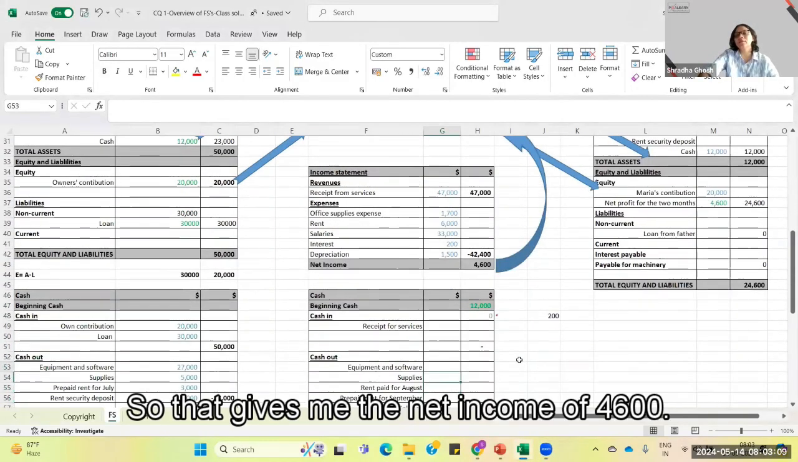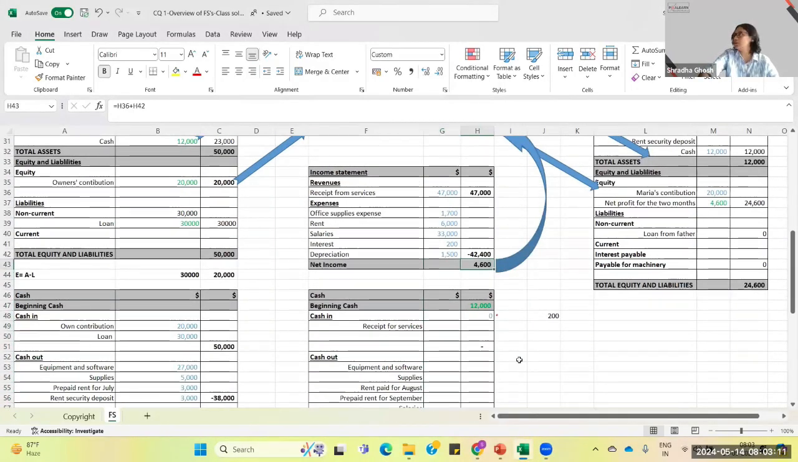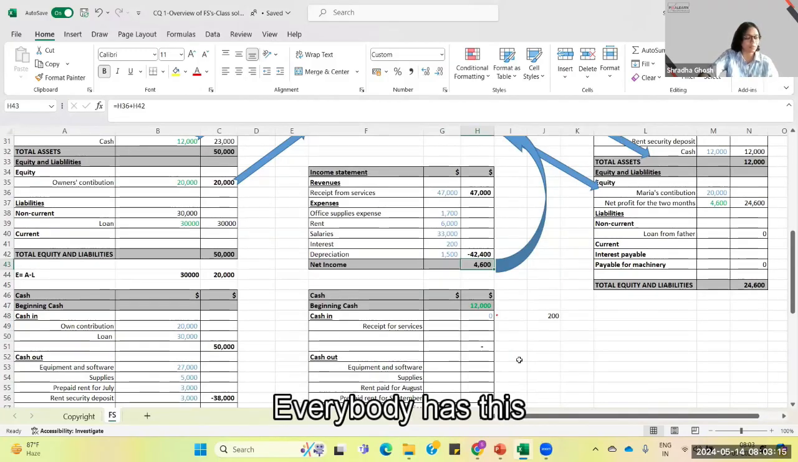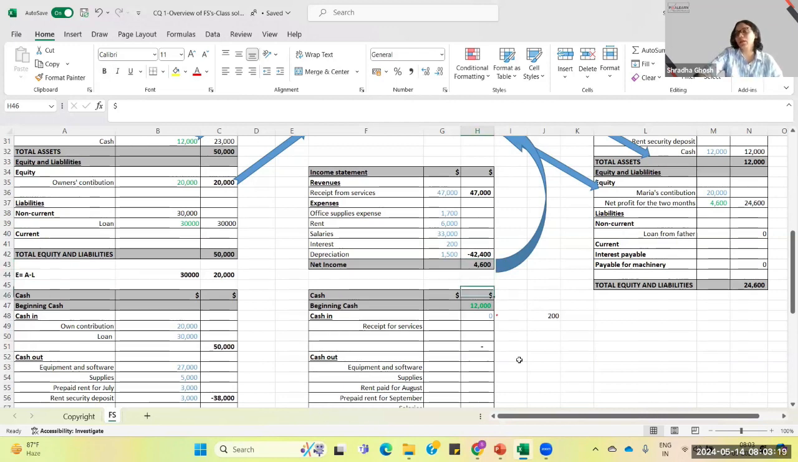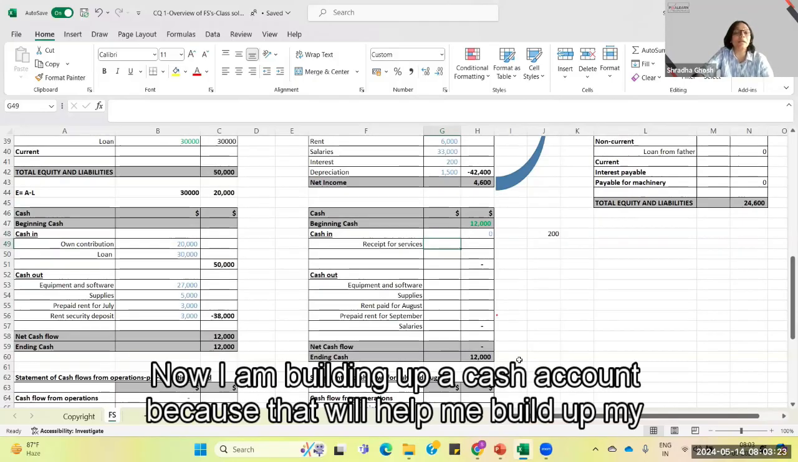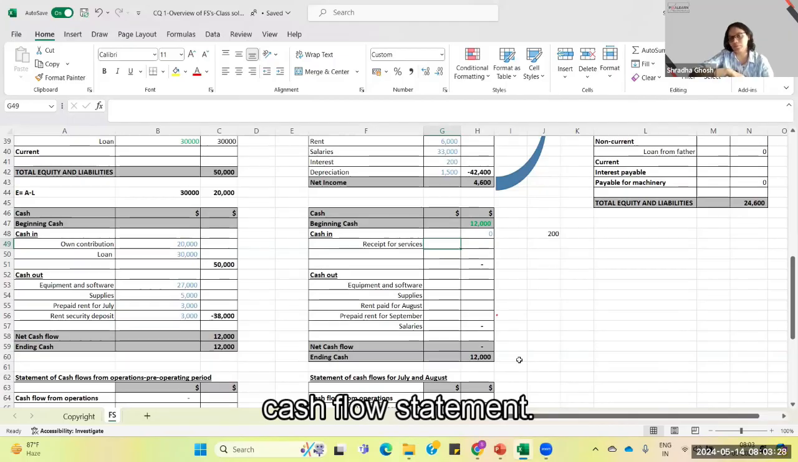Okay, so that gives me the net income of $4,600. Everybody has this? Everybody. Okay? So I now simply take receipt for services. Now I'm building up a cash account because that will help me build up my cash flow statement.